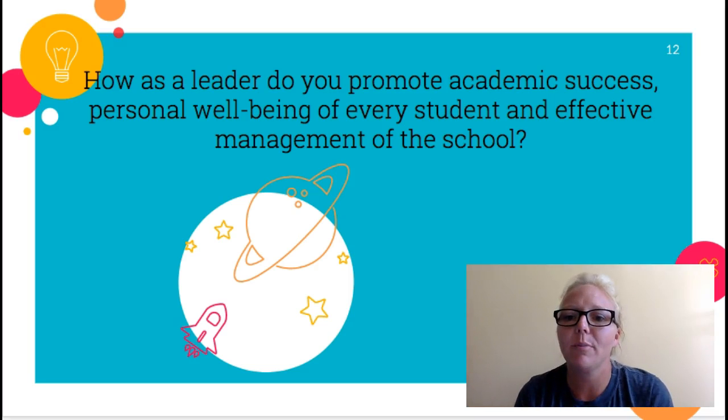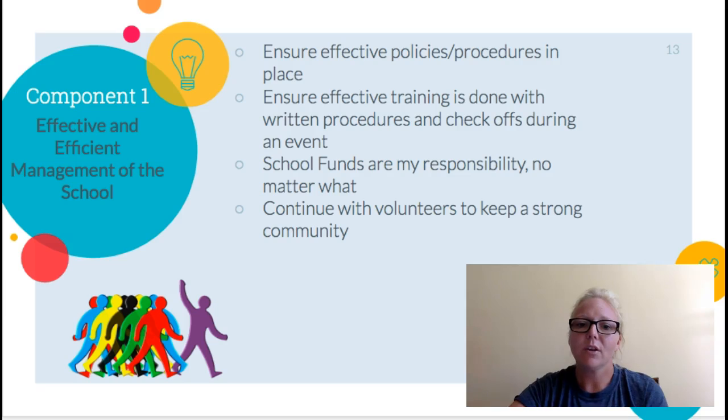So how, as a leader, do I promote academic success, personal well-being of every student, and effective management of the school? For component 1, effective and efficient management of the school, ensure effective policies and procedures are in place. These need to be reviewed regularly, as times change and as parents change. Are the policies and procedures in place doable? Are they simple enough that anybody can step in and follow?